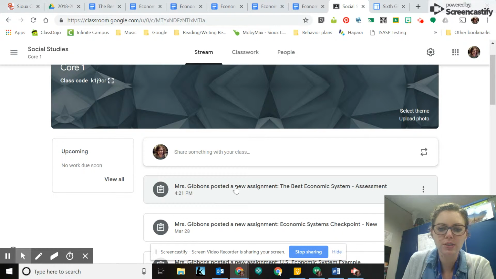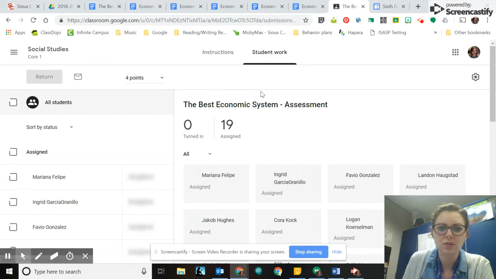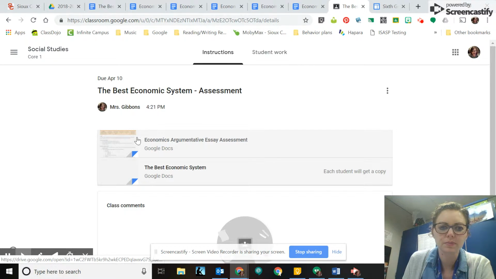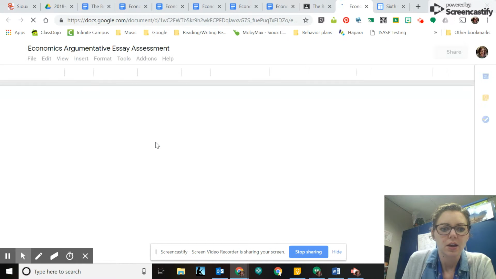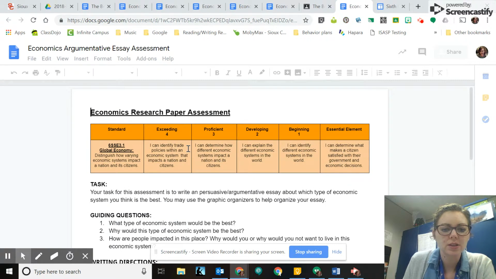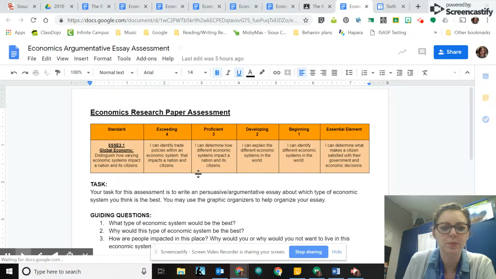I have posted the assignment here with only 2 things in it. The only 2 things that are in here are your directions and then the document that you each get to put your essay in. So follow the steps on the directions first before you start even writing your essay. So you're going to open this. I do have a few copies of this on my desk as well if you would like a paper copy.